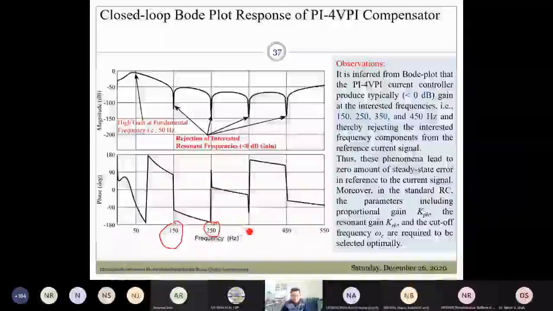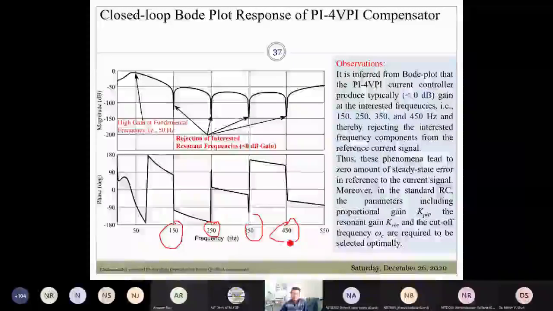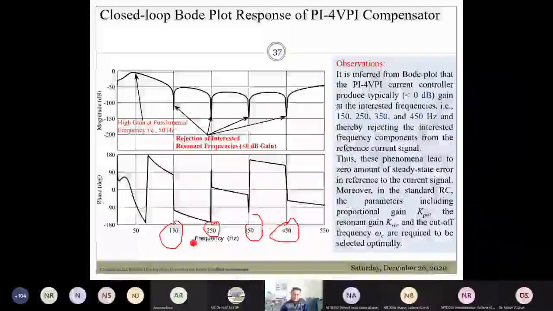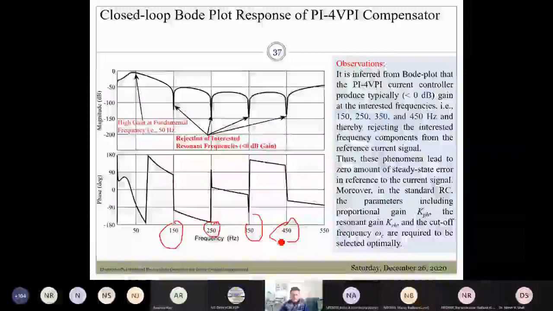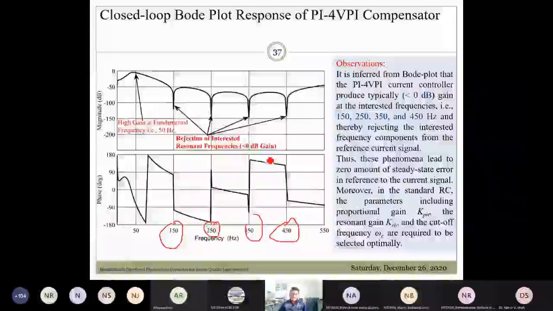150, 250, 350, and 450. These are my resonant frequencies of interest. So it introduces infinite gain at these resonant frequencies, and thereby it helps to minimize the steady state error present in the reference grid currents.